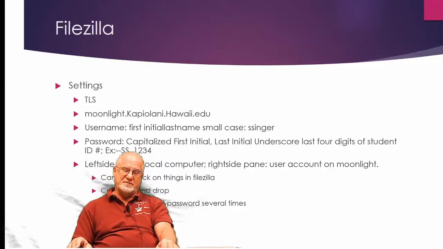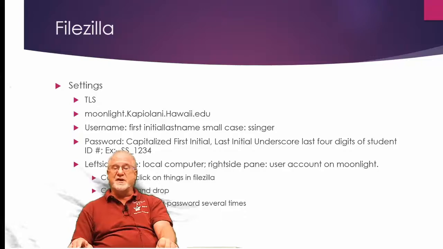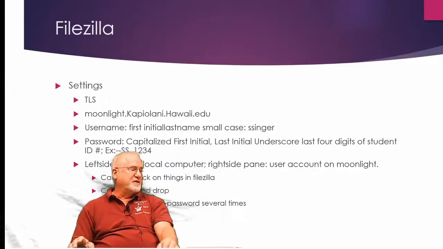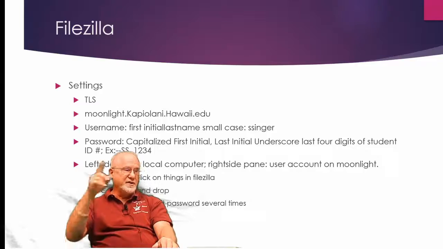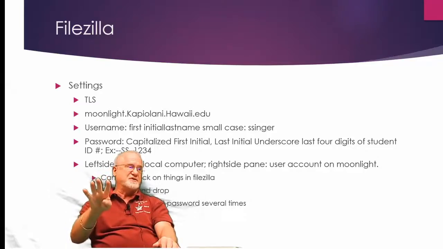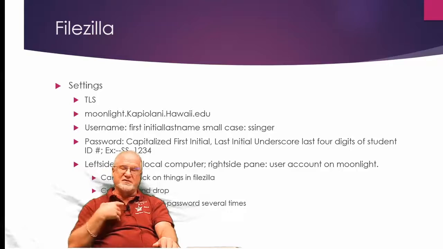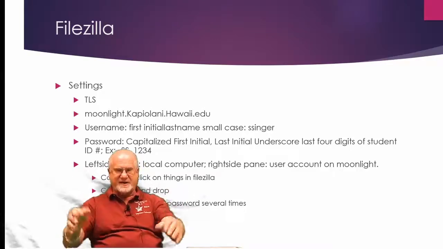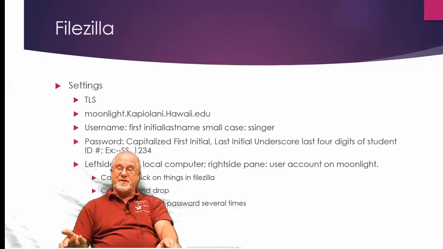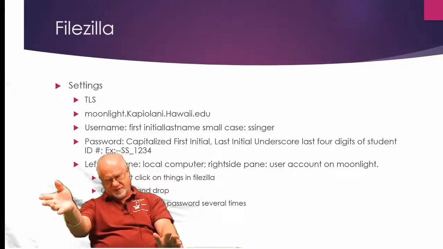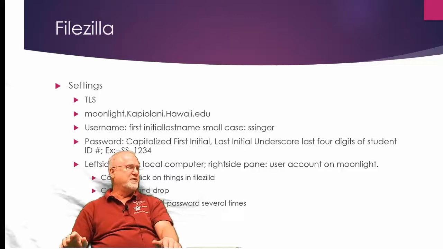The address you're going to use is moonlight.kapiolani.hawaii.edu. No capital letters. Sorry, the editor capitalizes everything. The username is going to be your first initial last name, and for me that would be like S. Singer. Your password is going to be a capitalized first initial, a capitalized last initial, an underscore, the last 4 digits of your student ID number. So again, for me, it might look like something like this. Capital S, underscore 1234. Of course, that's not a real number.